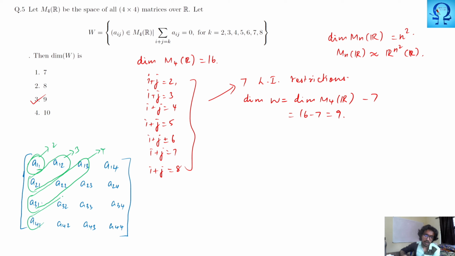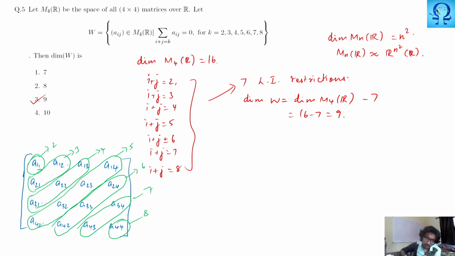Okay, if you add these 4 entries, you get the sum 5, and if you add the suffixes of these 3 elements, you get the sum 6, these two sum to 7, and this one to 8. That is 1 plus 1 is 2, 2 plus 1 is 3, 1 plus 2 is also 3, 3 plus 1 is 4, 2 plus 2 is 4, 1 plus 3 is also 4, 4 plus 1 is 5, 3 plus 2 is 5, 2 plus 3 is 5, 1 plus 4 is 5. So this is what they have given. a11 should be equal to 0. a21 plus a12 is 0.